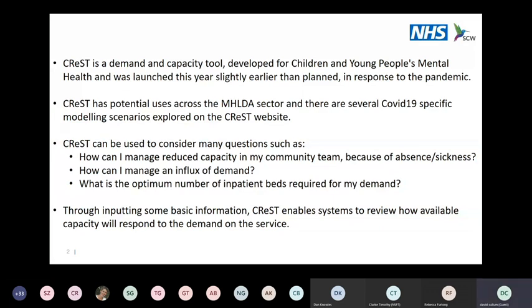And if you're thinking about inpatient provision, this tool will help you with the number of inpatient beds you need to commission in order to meet your local demand. And this is all based on some fairly straightforward and simple data. You only need 2 or 3 actual numbers to start your modelling.